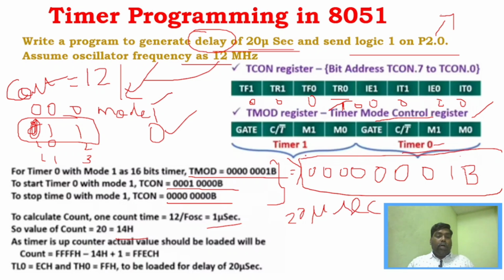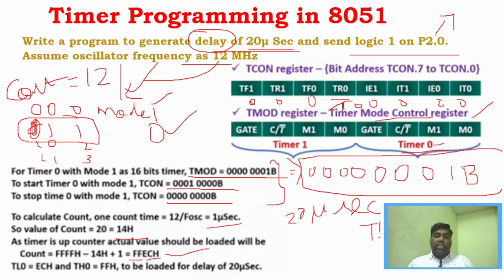So now we have to find out the count value. We have already seen the formula for it: FFFFH minus 14 plus 1 will give you this particular value. And now we know that this is the lower byte and this is the higher byte. So I have to configure TL0, since we know that we are going to use timer 0.